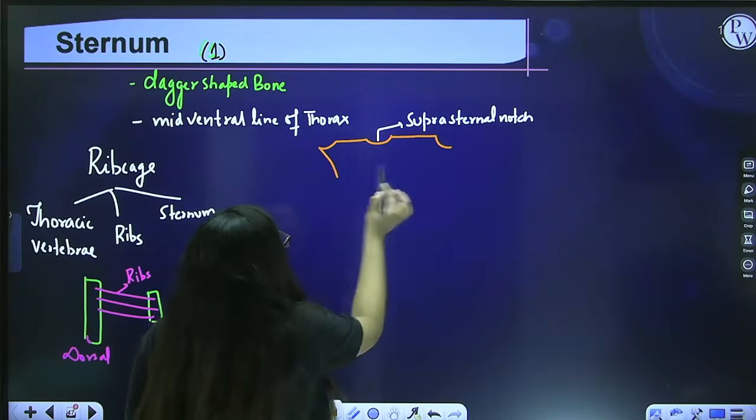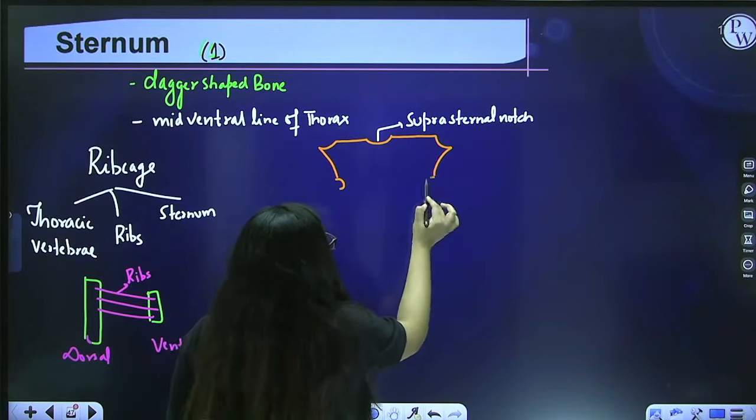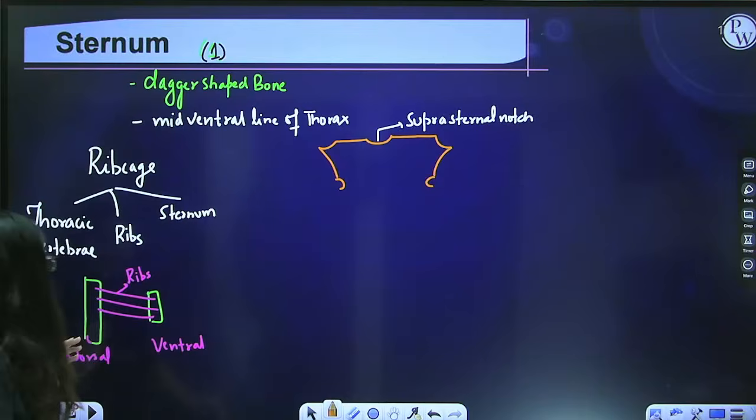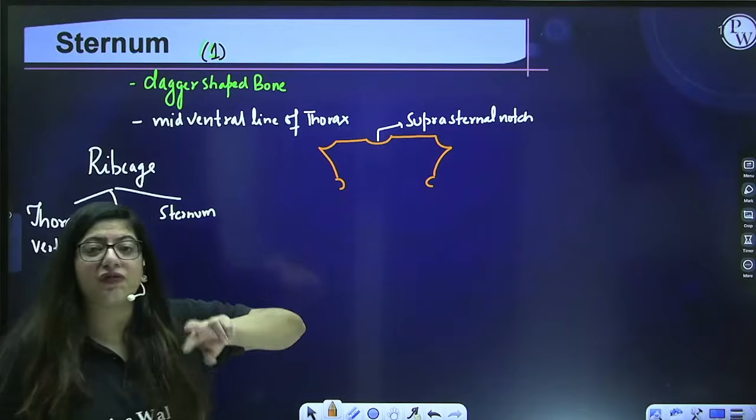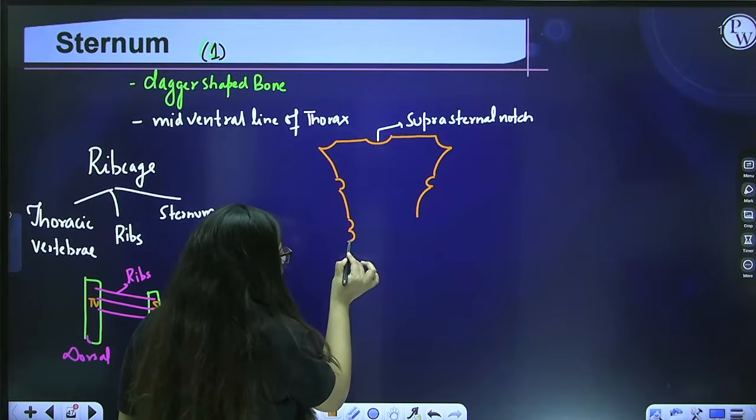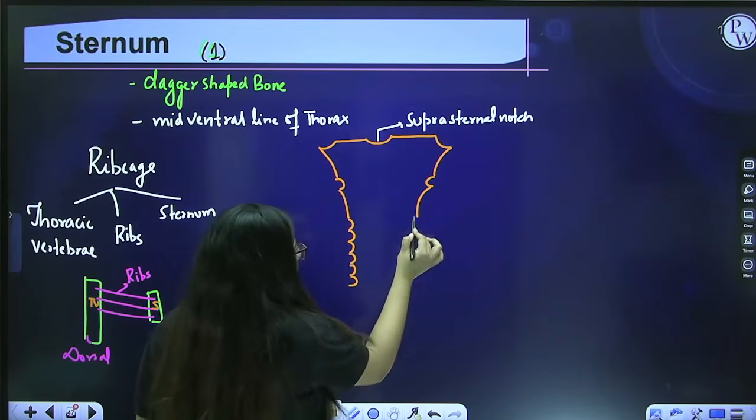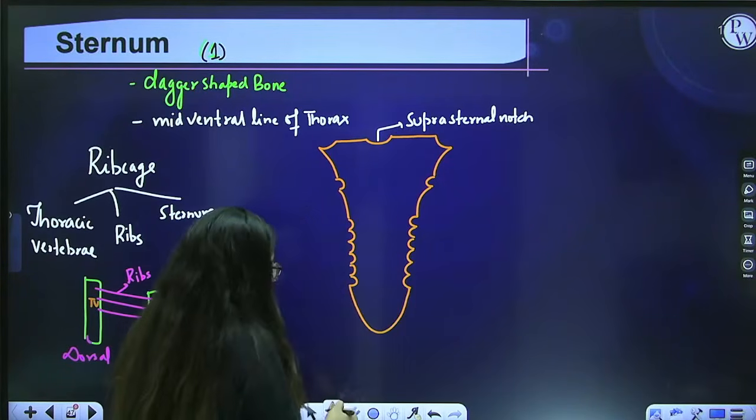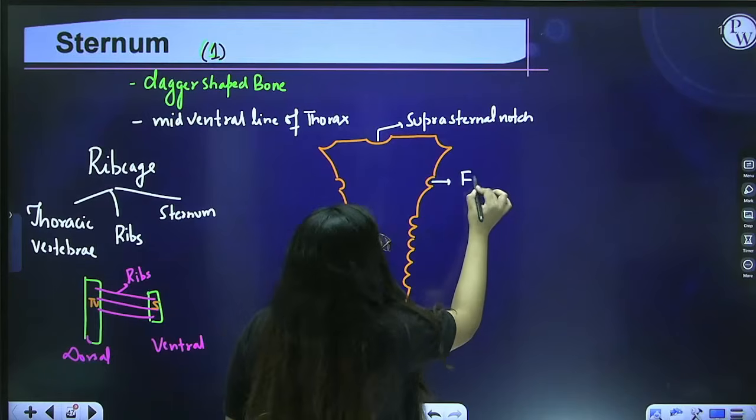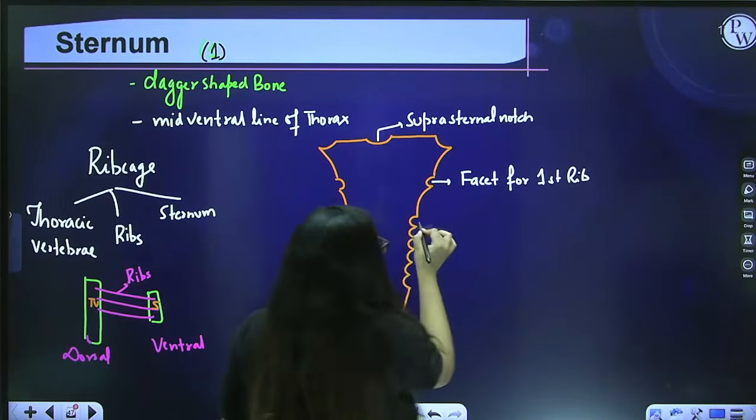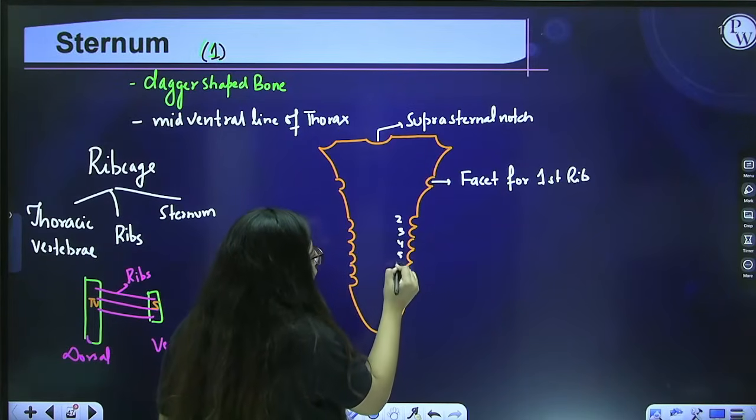Then come the facets. Facets are also depressions where your ribs get attached. As I've told you, ribs are attached on one side to the thoracic vertebrae and on the other side to the sternum. So this is the facet for the first rib, and then comes the facet for the second, third, fourth, fifth, sixth and seventh. Right? And this is the last portion. So this is the facet for the first rib, and this is the facet for the second, third, fourth, fifth, sixth and seventh rib.